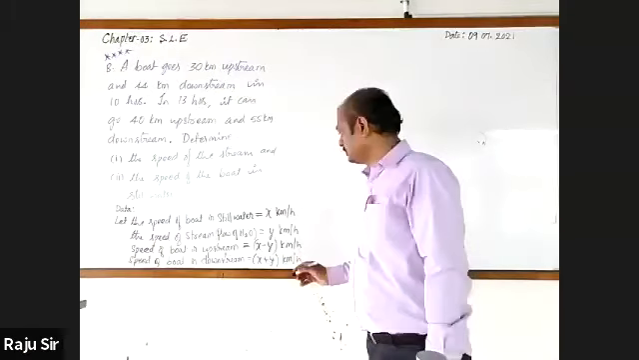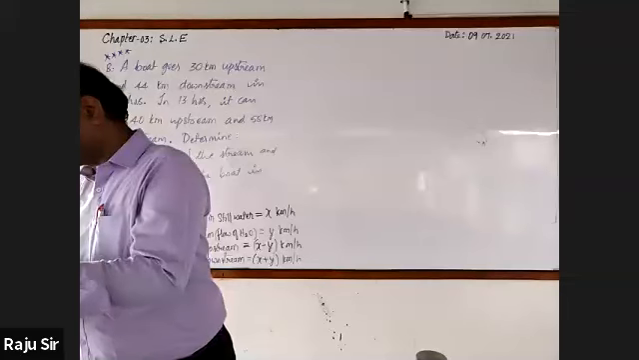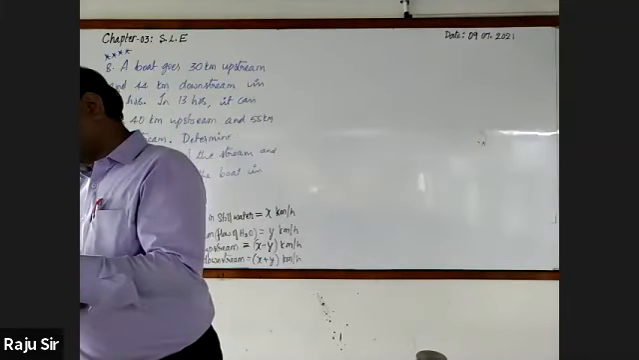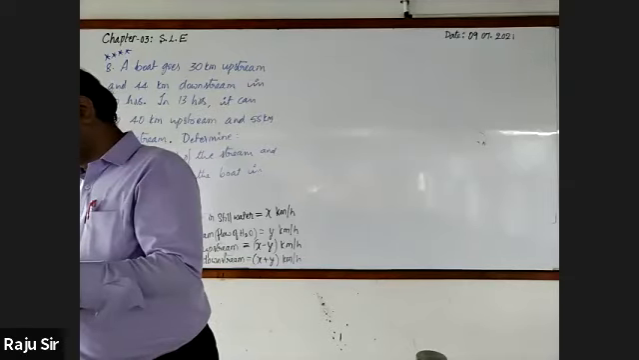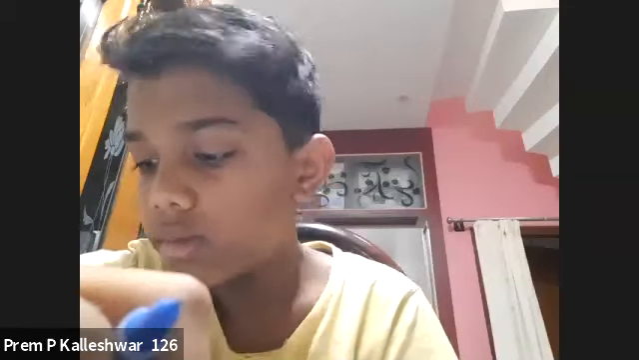After writing this, the speed of boat in still water is 8 km/h, sir. Already calculated. 8 and 3. Next, let me continue here.